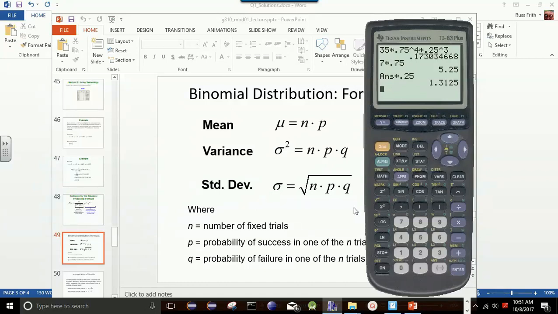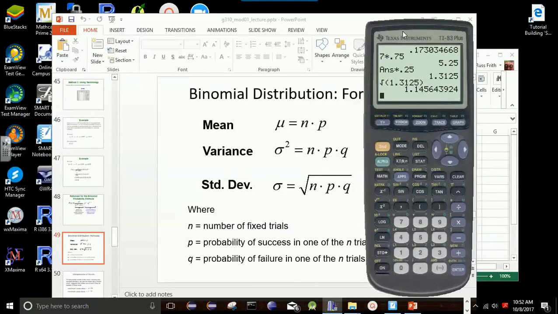And then the standard deviation is just the square root of the variance. So that would equal the square root function, wherever that is. Oh, here it is. We go second, square root, 1.3125. And that would be 1.1456. Those are the statistics for the binomial distribution for this particular problem.